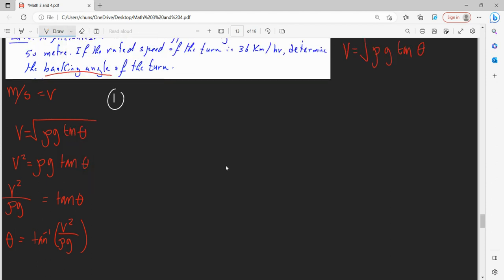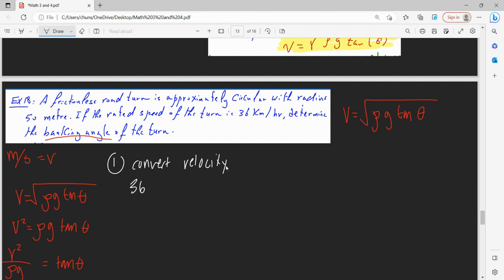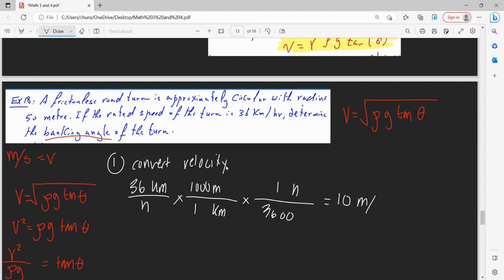First thing I am going to do is convert our velocity. So right now we are in 36 kilometers an hour. Let's convert our kilometers first. So we have 1,000 meters in a kilometer, and then in seconds, in 1 hour, we have 3,600 seconds. So then we take 36 times 1,000, divide by 3,600, and that's 10 meters per second.